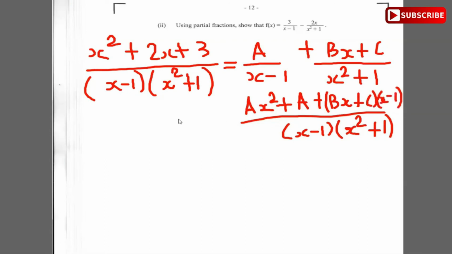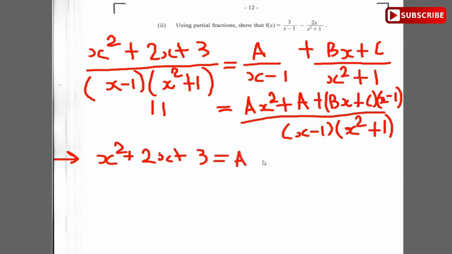And remember, it's equal to this. All right. So now, whenever the denominators are the same, we can just equate their numerators. So this implies that, equating their numerators, what they're basically saying is x squared plus 2x plus 3 is equal to ax squared plus a.